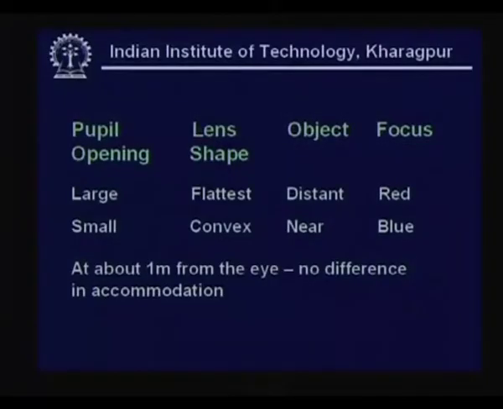Now, it is observed through research that there is a distance of about 1 meter from the eye where there is no difference whether the light is high or dim, and you are able to focus to all colors equally. Okay. So, that is the very crucial distance.